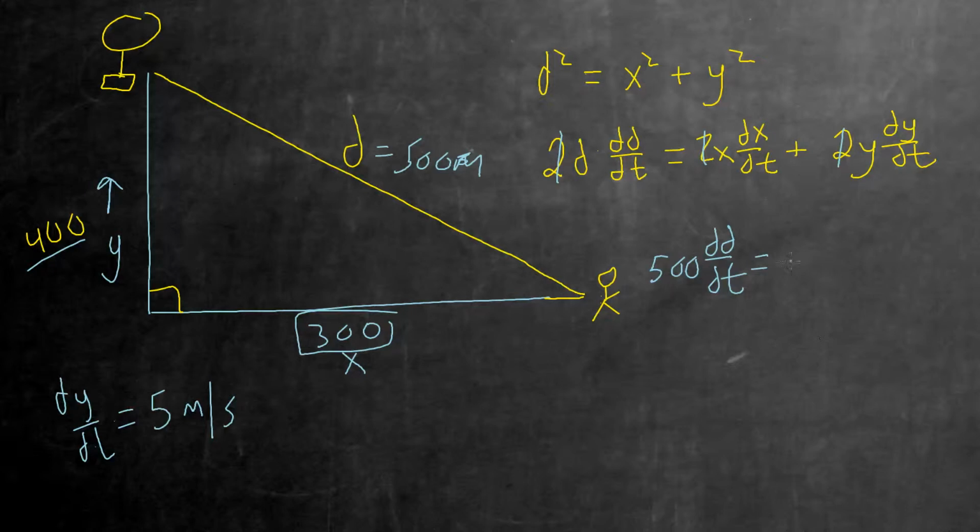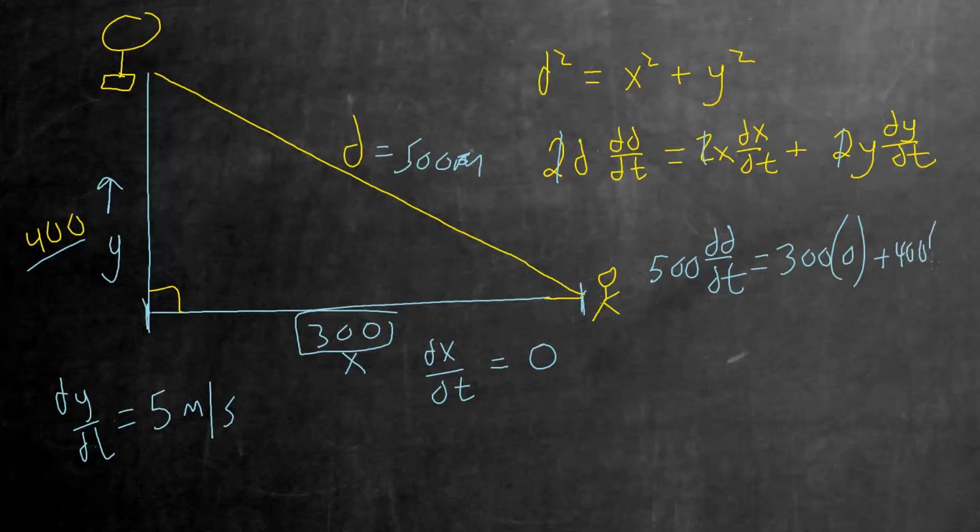My x value is 300. My dx/dt is what? That's the one we haven't discussed yet. It's got to be 0. This distance is not changing, so that's convenient. Plus, my y value is 400, and my dy/dt was 5. So 400 times 5. And now I'm really close to finishing the problem.